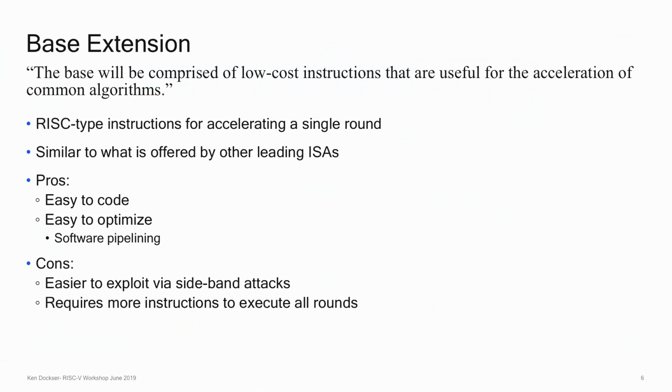It'll be worth it. Okay, so the base extension, it's going to have low-cost instructions. Low cost, of course, is relative, that are useful for the acceleration of common cryptographic algorithms. So these are really RISC-type instructions. In general, they're kind of for accelerating, let's say, a single round of AES or SHA. Sometimes it may be for part of a round. This is similar to what's offered by other leading ISAs, ARM, Intel, things like that. These are easy to code. It's easy to optimize. You can do software pipelining, get very good efficiency. But it's easier to exploit these kinds of instructions with sideband attacks, kind of power attacks, electromagnetic radiation kind of things. And of course, it requires more instructions to execute all the rounds. So if you have a one-round instruction for AES 128, you'll have to execute 10 instructions, as opposed to a more CISC-like instruction where you could do it with a single instruction.